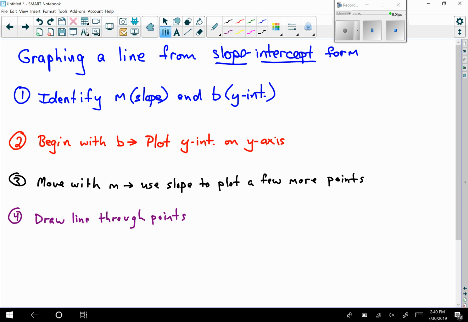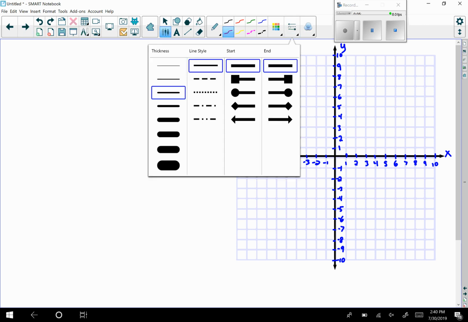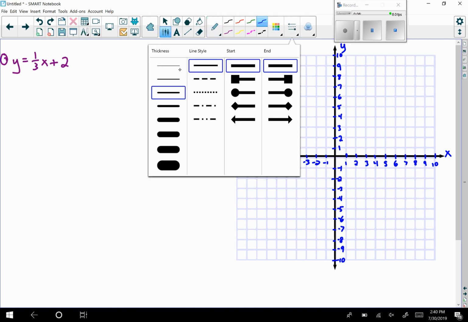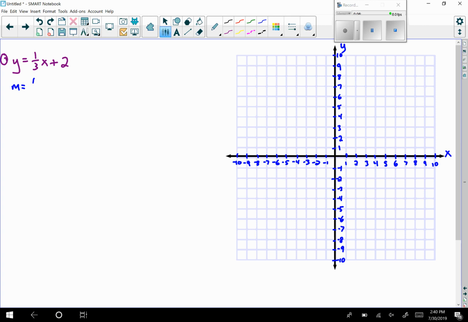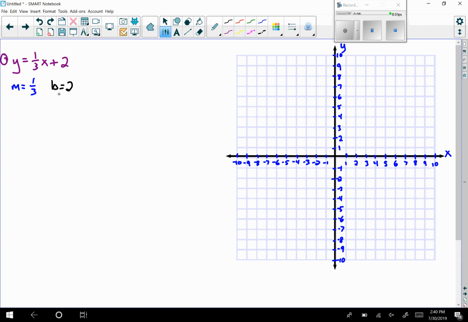All right, so let's take a look at an example of a couple of these. So I just want to start with the example that I just had. It was 1/3 x plus 2. So again, notice I said with this one, our slope is 1/3, and our y-intercept b is 2. So I'm going to start with b. I'm going to go over here to my graph. I'm going to plot b, which is 2 on the y-axis. So I'm putting a point right here at 2 on our y-axis.